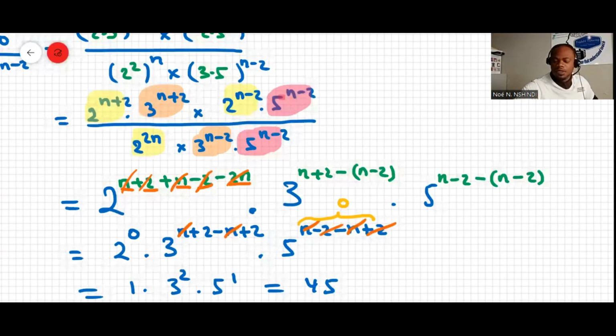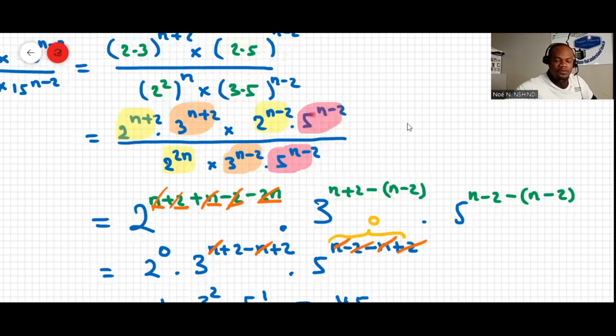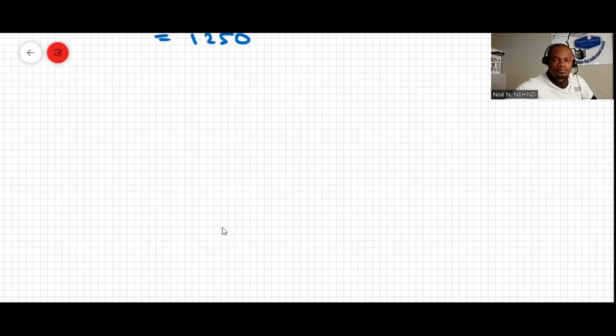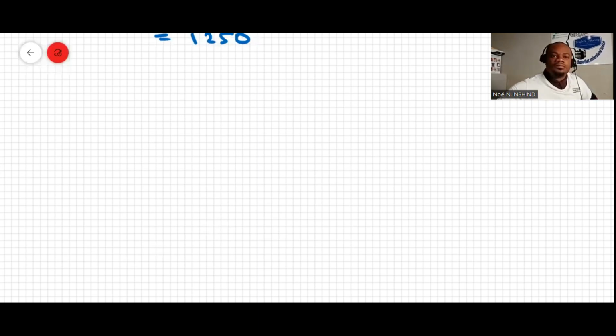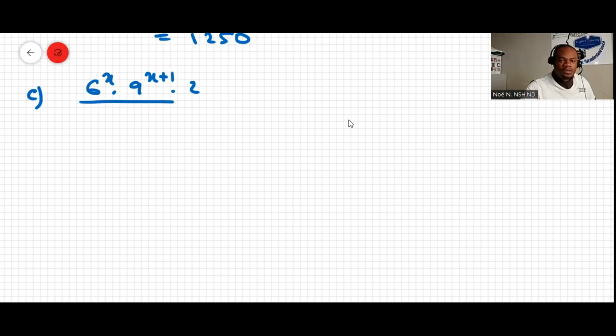Okay. Let's see. The other question is question C. The question says 6 to the x multiplied by 9 to the x plus 1 multiplied by 2 all over 4 to the n multiplied over 27 to the x plus 1 multiplied by 2 to the x minus 1.